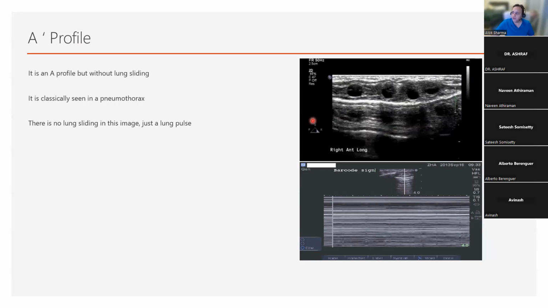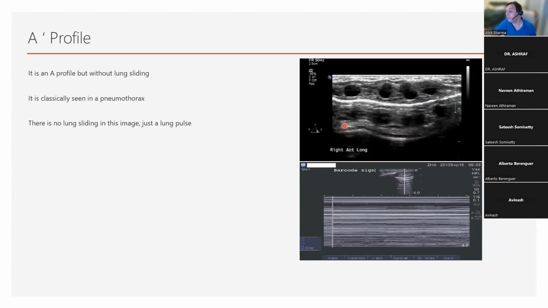So what you will not be able to see from your perspective is B-lines at all or comet tails at all. So if you see this and you get this kind of appearance, which is what is called an M-mode barcode appearance, then what you're looking for is the lung point.